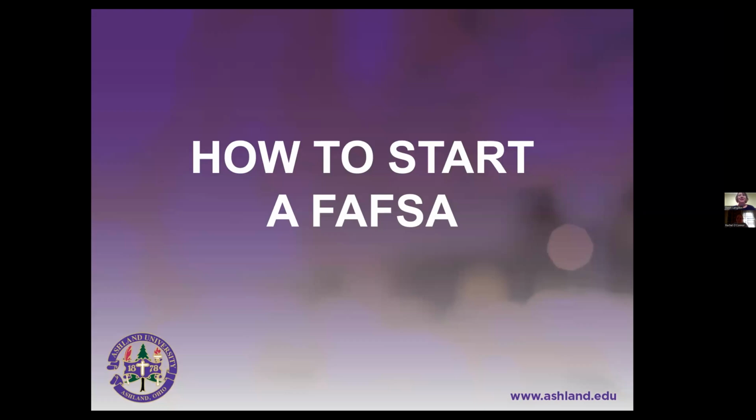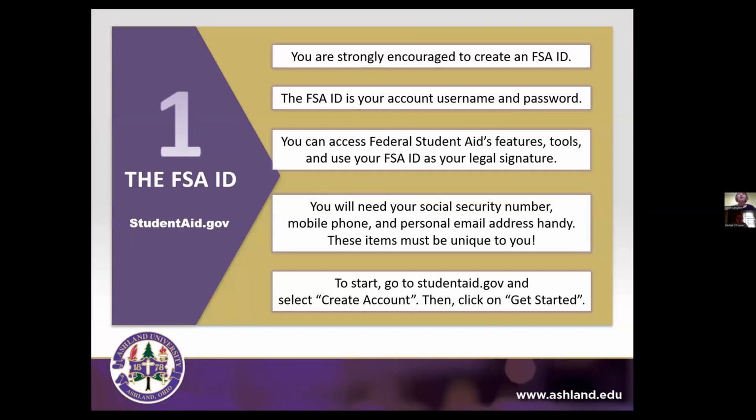Don? Hello, we're going to talk about how to start a FAFSA. The first step is for you to create an FSA ID. You are strongly encouraged to create this FSA ID, and it will be your account username and password. You can access federal student aid's features, tools, and use your FSA ID as your legal signature. You will need your social security number, mobile phone, and personal email address handy. These items must be unique to you.